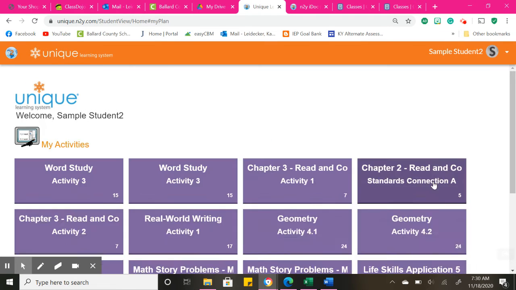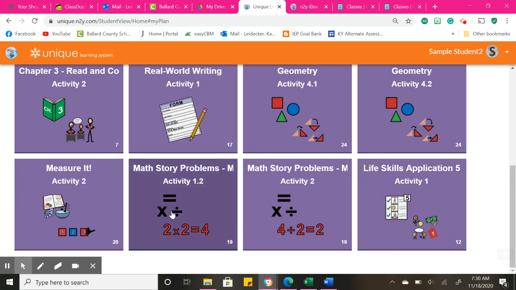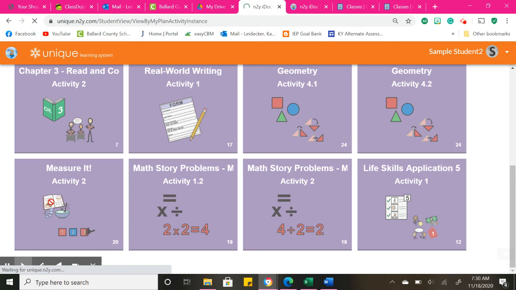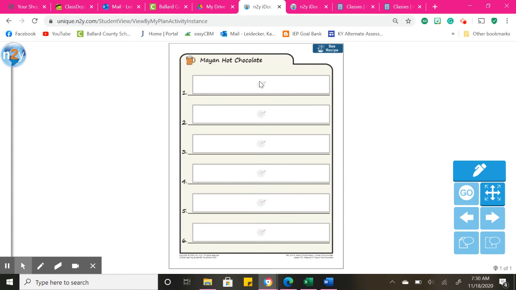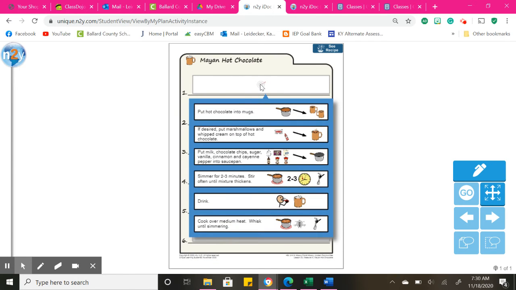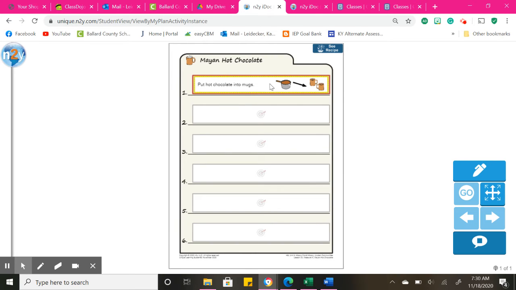And then your other math boxes are multiplying and dividing. And then you have your measure it activity, and you just put this recipe in the order in which you would make it. So I clicked first to know what was going on. So again, I was gonna have you click it to read it to you.